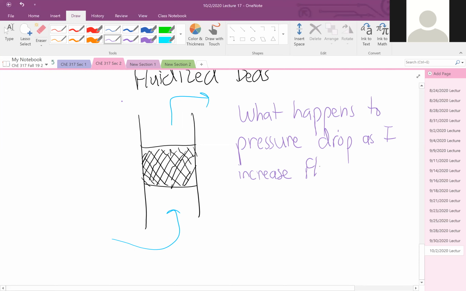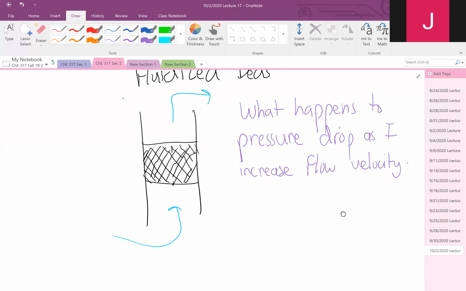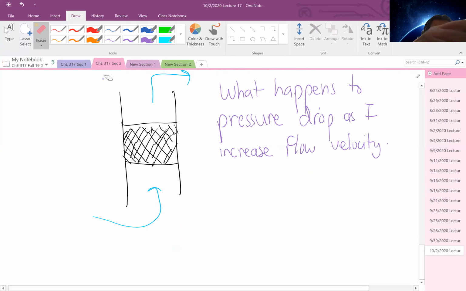The pressure drop should increase. Yeah, I was going to say the same because most of the equations have velocity directly proportional to pressure drop. All right, perfect. So the answer should be that my pressure drop should increase.